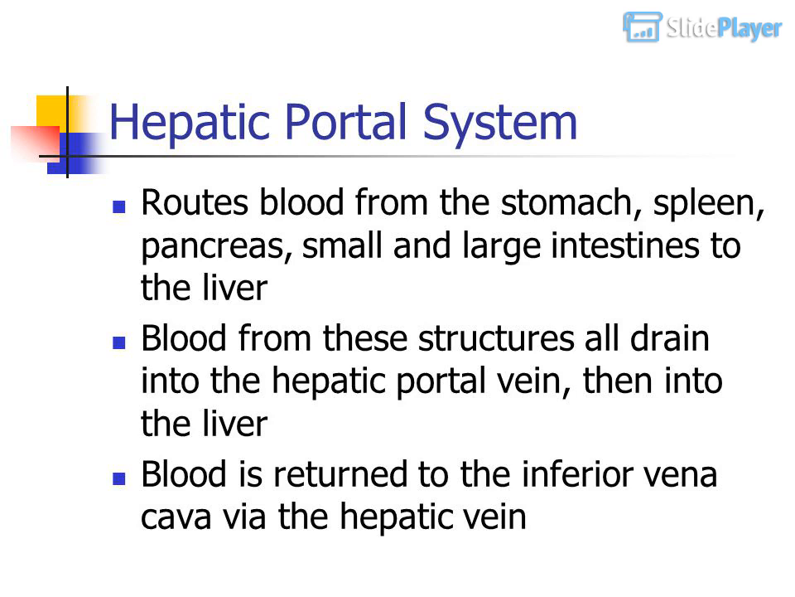Hepatic portal system. Routes blood from the stomach, spleen, pancreas, small and large intestines to the liver. Blood from these structures all drain into the hepatic portal vein, then into the liver. Blood is returned to the inferior vena cava via the hepatic vein.